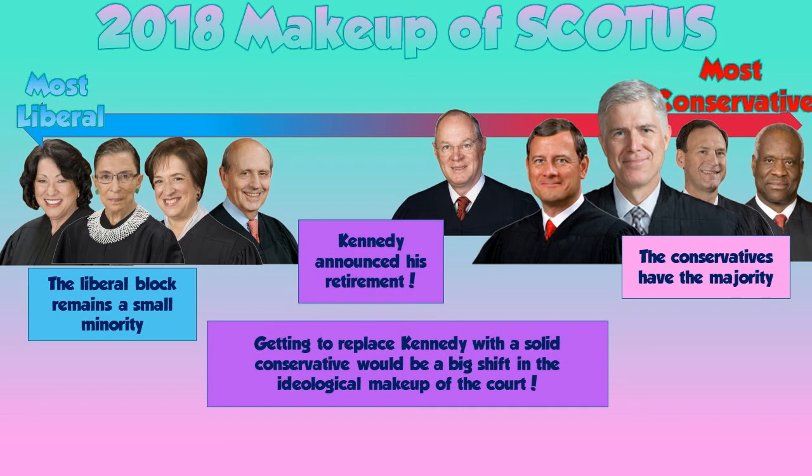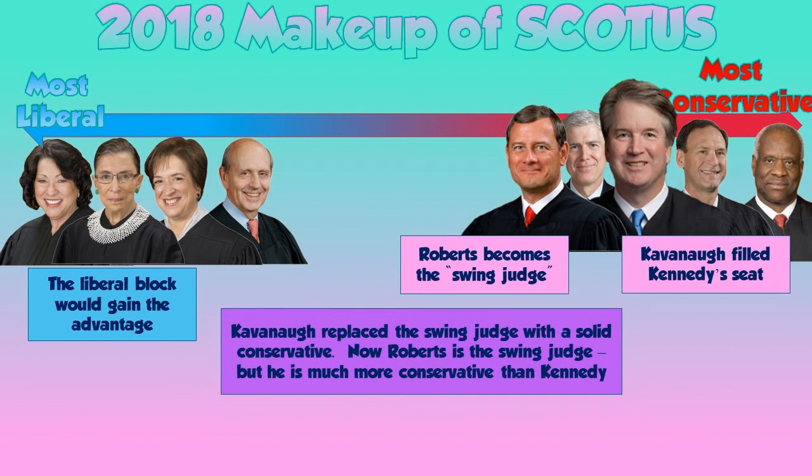So he's the swing judge. So his replacement is going to be very, very critical in the balance of the court here. Now, Trump's president, the Republicans control the Senate, so the conservatives already have the majority here, since Kennedy was appointed by a Republican president and voted with conservatives more than the liberals. But if Trump is able to replace Kennedy with a solid conservative, then this is a huge shift in the makeup of the court. And that's exactly what happened.